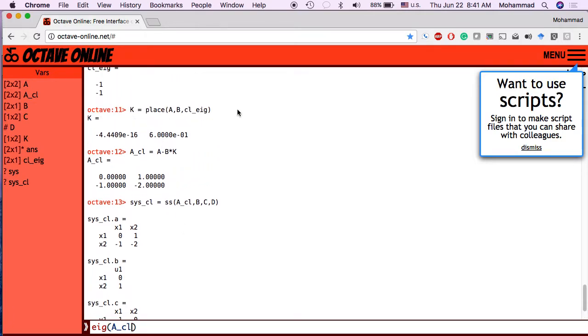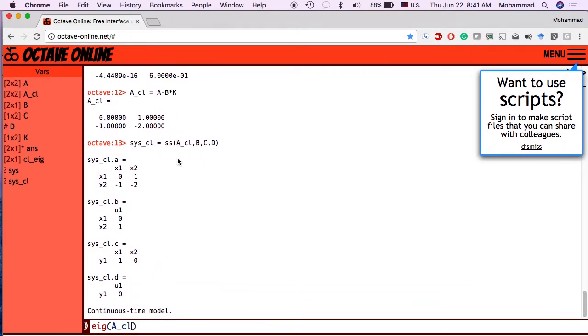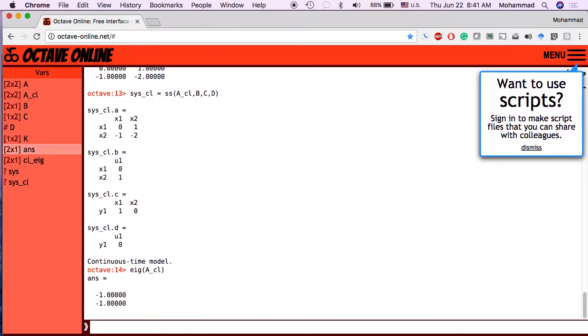I used the place command to calculate the controller gain, and then I created my A closed loop, which is A minus B times K. So previously I had A and B, and now I have K by the place command. So I'm going to look at the eigenvalues of A closed loop. And where are the two eigenvalues located? At -1, -1. Okay, so we have created the eigenvalues with this pole placement.